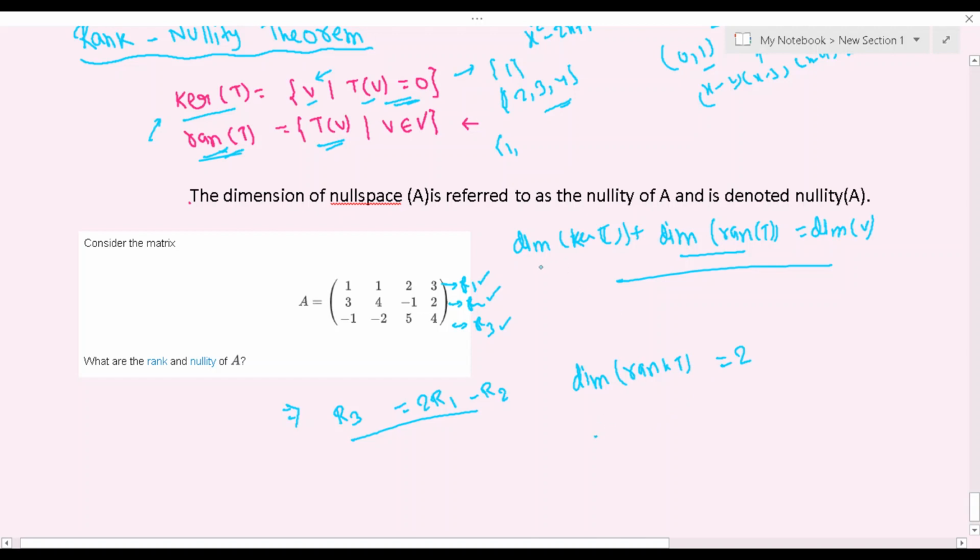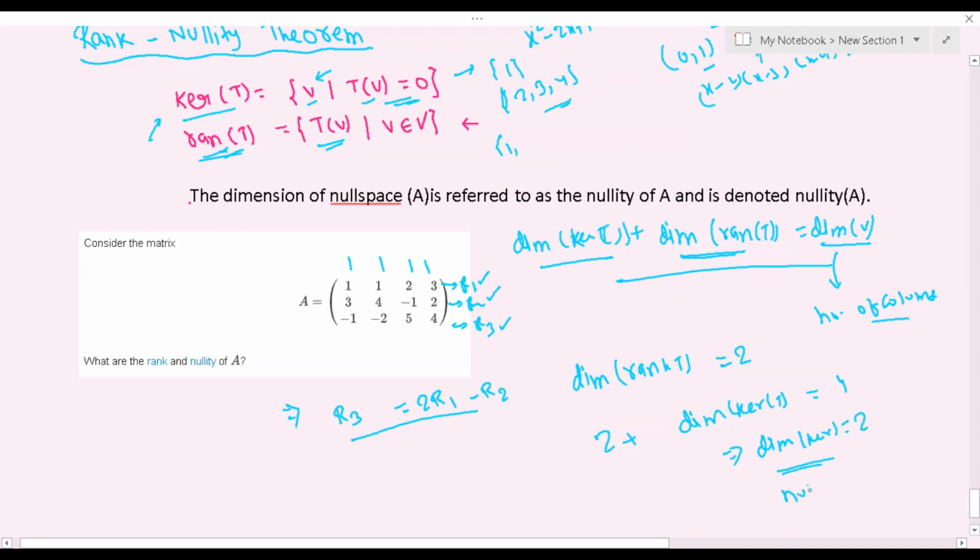as per the rank nullity theorem, dimension of range of T plus dimension of kernel of T is the dimension of V, and dimension of V is nothing but the number of columns. Okay, so dimension of range of T is 2, plus dimension of kernel of T, which we have to find out, and the number of columns here is 1, 2, 3, 4. So 4. This implies dimension of kernel of T is 2, and dimension of kernel of T is nothing but nullity. So nullity is 2.